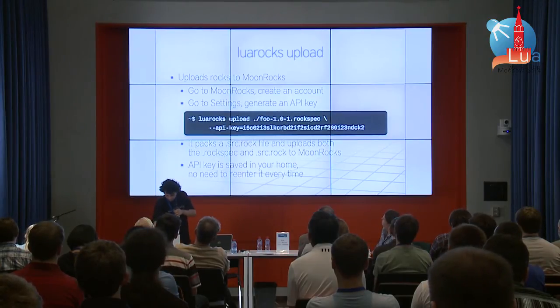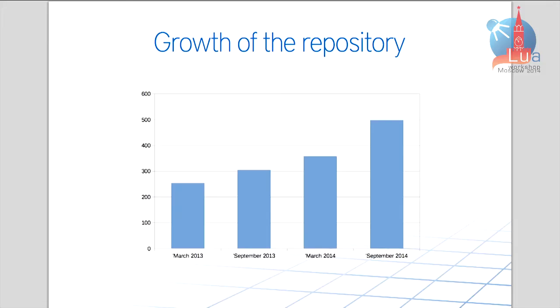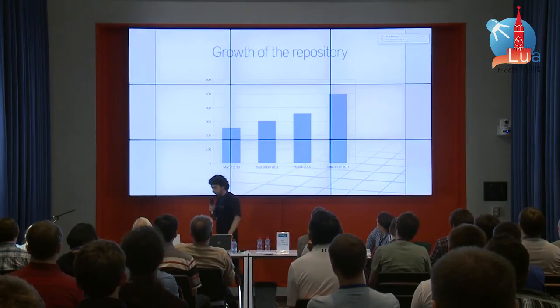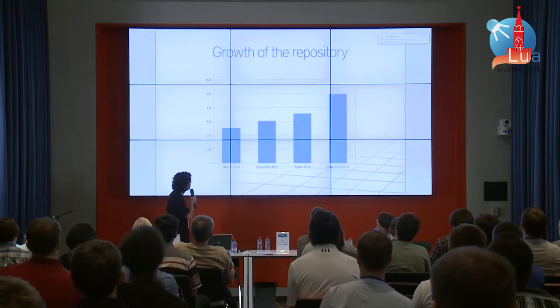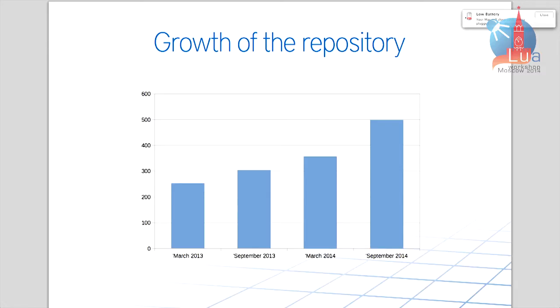So how did that change work for us? I don't have very precise numbers, but here's a quick look at how things happened in the repository over the last year. To compare, there's a 6-month gap between each number here. So this is March 2013, 6 months, September, 6 months, March this year, 6 months, September, where we are now.